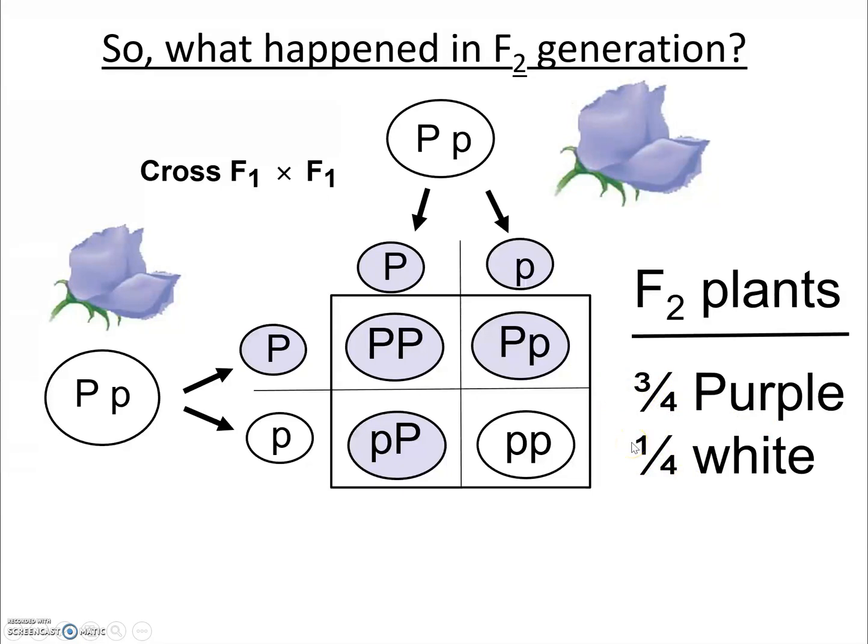Again, if you were just to look at 4 plants, you probably wouldn't get this perfect kind of proportion. But Mendel looked at hundreds, if not thousands, of these crosses. And the more crosses you do, the more chances or the more probability that you're going to approach this 75% of that population is purple and 25% of them are white.